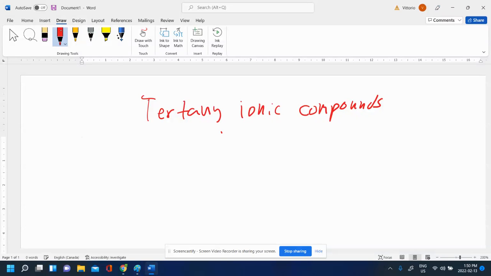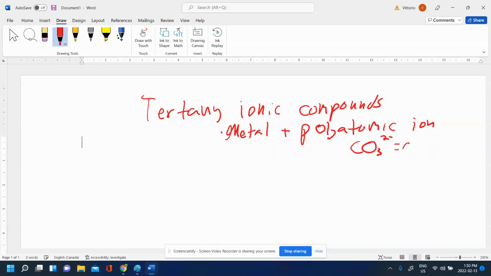So an ionic compound is made up of a metal plus a polyatomic ion. Polyatomic ions are those ions that are made up of multiple atoms. So for example, you might have CO3 2-. So it's a carbon and 3 oxygens connected together, and it has a charge of 2- overall. And this one is named carbonate. And you can actually see that in your reference tables.